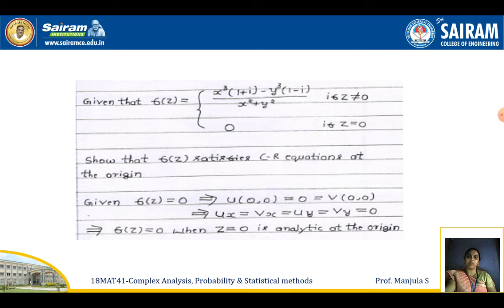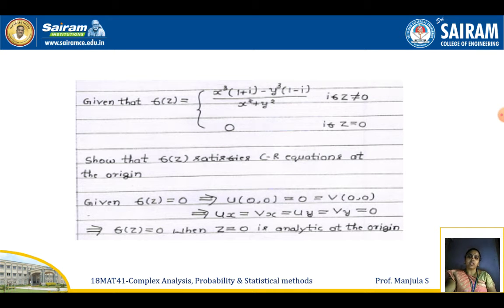The first problem will be like this. Given that f of z is equal to x cube into (1 plus i) minus y cube into (1 minus i), divided by x square plus y square, if z is not equal to 0. If z equals 0, then the value will be 0. Show that f of z satisfies CR equations at the origin. So this is the question. We have to prove that the CR equation is satisfied at the origin.